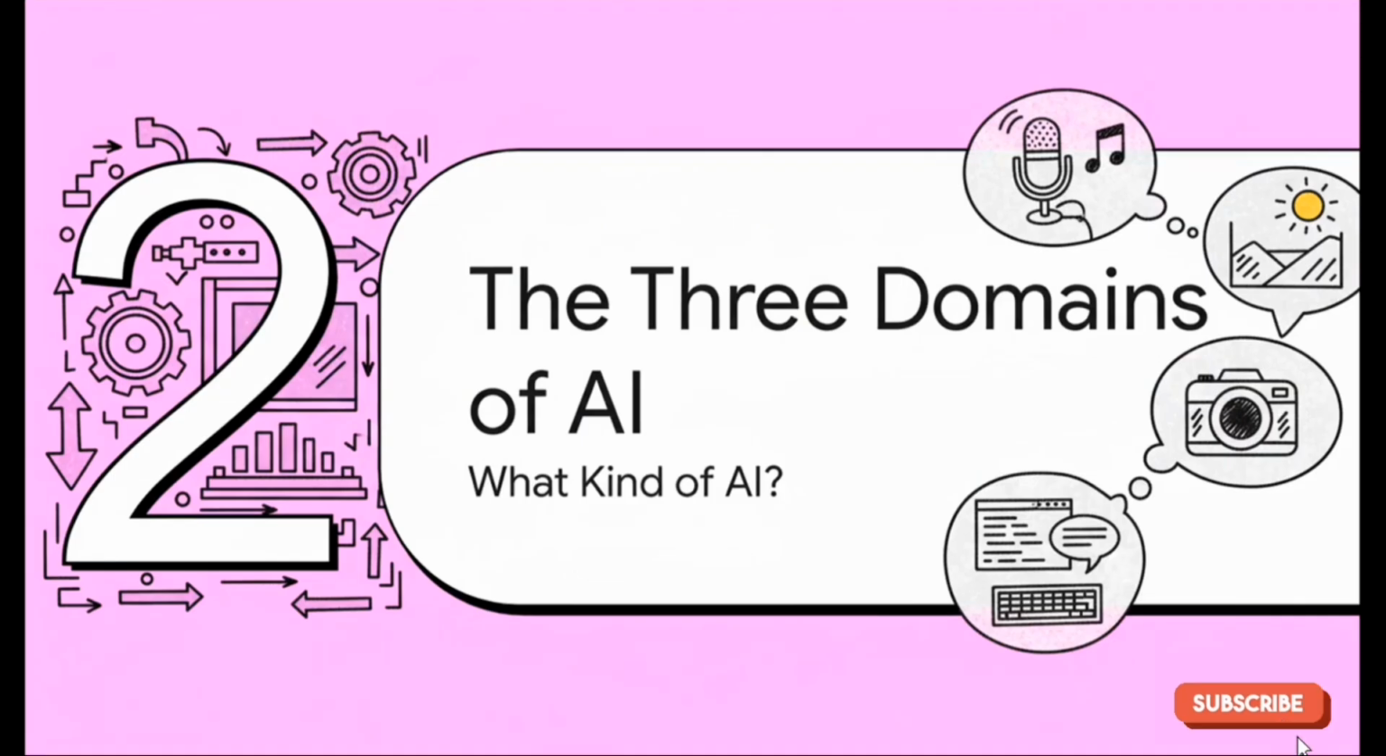All right, so we've got our 6-step plan down. We know how to build an AI project. But now the question is, what kind of AI are we building? The answer to that really depends on the type of data the AI is designed to work with. And based on that, we can split AI into 3 main areas, or domains.